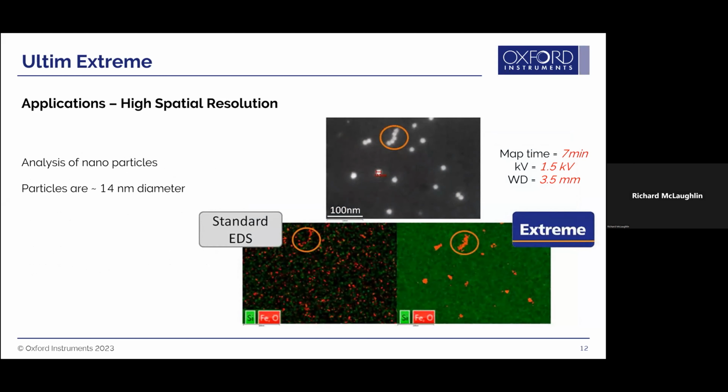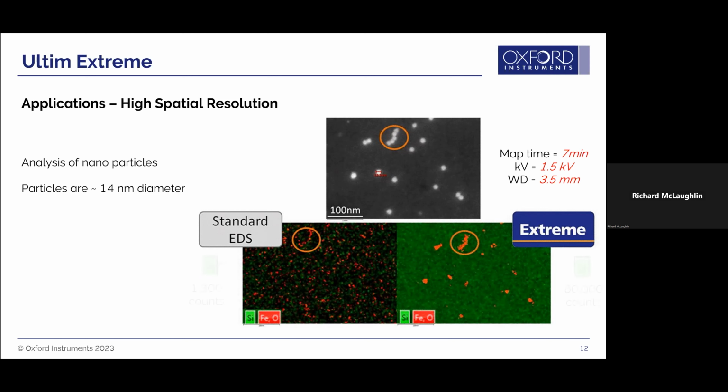The sample was analyzed in the same field using the standard EDS on the left and an extreme detector on the right. It was collected for 7 minutes at 1.5 kV at a working distance that was quite short for extreme, 3.5 millimeters. For the standard EDS, it would have had to be longer than that, just because the optimum working distance is going to be longer for a standard EDS. And as you can see, under the same amount of time, you're getting a much better map for that nanoparticle.